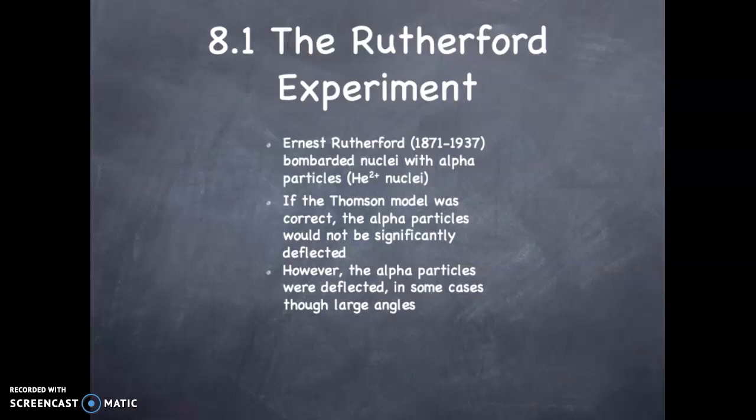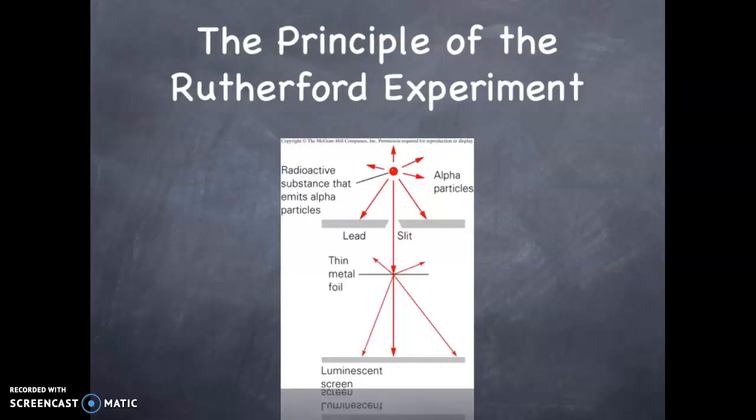The Rutherford experiment. Ernest Rutherford bombarded nuclei with alpha particles, which are stripped helium nuclei. If the Thomson model was correct, the alpha particles would not be significantly deflected. However, the alpha particles were deflected, in some cases through large angles. The principle of the Rutherford experiment.